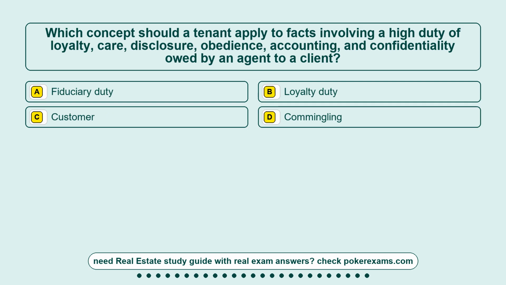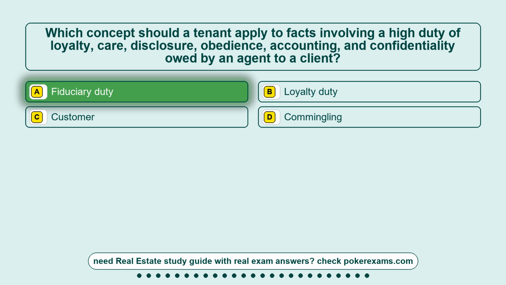Question 17. Which concept should a tenant apply to facts involving a high duty of loyalty, care, disclosure, obedience, accounting, and confidentiality owed by an agent to a client? Option A, fiduciary duty. Option B, loyalty duty. Option C, customer. Option D, commingling. The correct answer is option A, fiduciary duty.